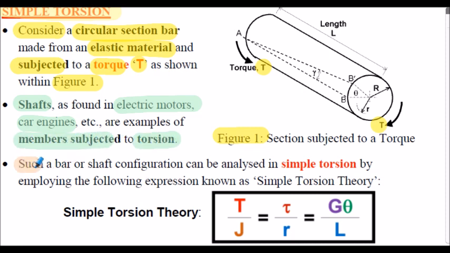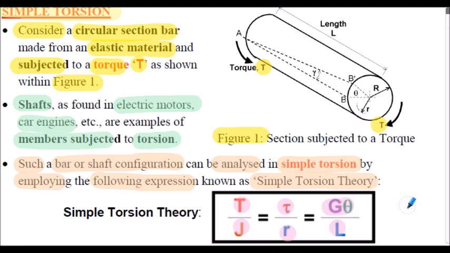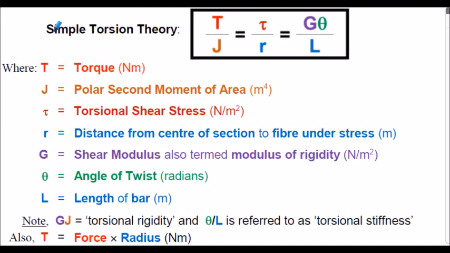Such a bar or shaft configuration can be analysed in simple torsion by employing the following, which is known as simple torsion theory. So from the previous presentation, we derived the equation T upon J is equal to tau upon r is equal to G theta upon L. We'll define these terms very briefly on the following slide. Just repeated the simple torsion theory equation here.